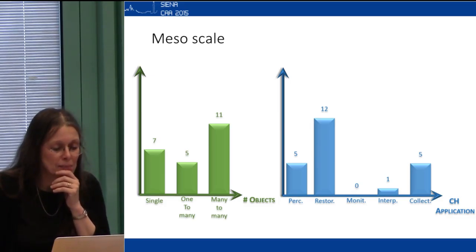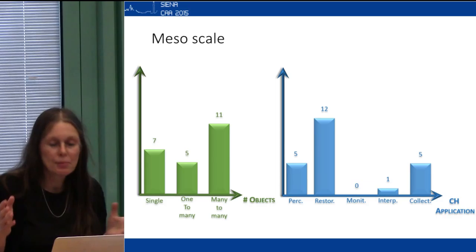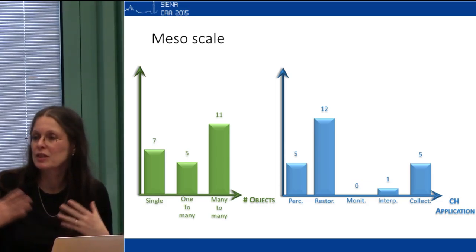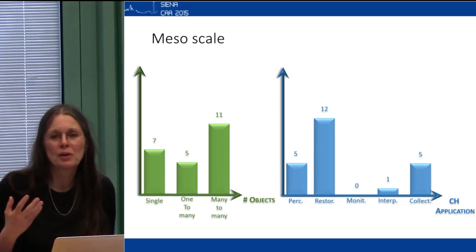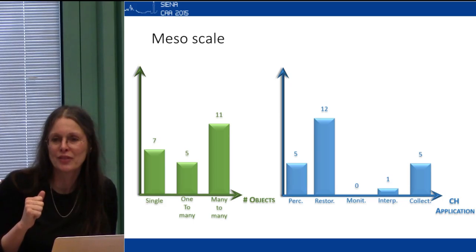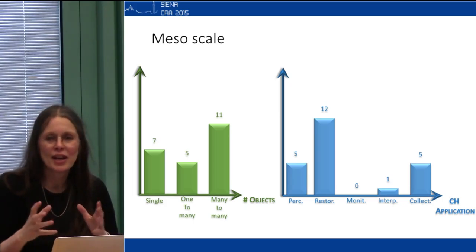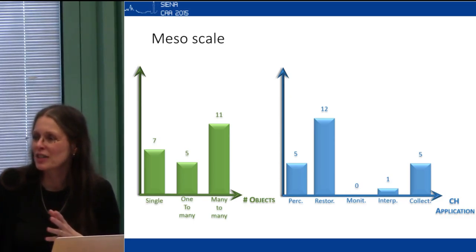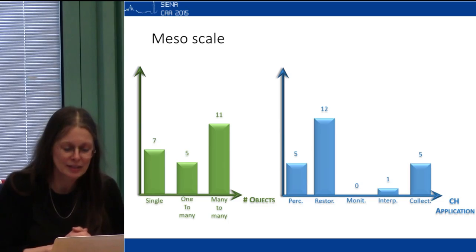So overall in the mesoscale, we see a little bit more distribution in the numbers, but our big winner is there's lots of applications where people are doing restoration. I think one reason is restoration is a very easy task for those of us in graphics to grasp. Like, okay, you broke something, you want to put it back together. It's an easy question for us to understand, probably easier than a lot of the other questions that you all face.